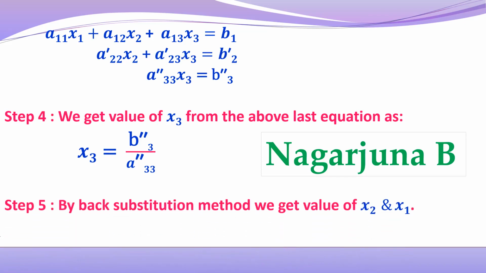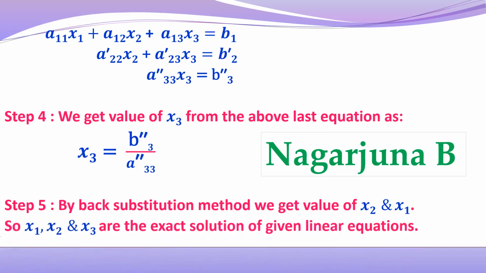Then in step 5, by the back substitution method we get the values of x2 and x1. We get them by substituting the value of x3 in the second equation to get the value of x2, and then with the values of x2 and x3 substituting in the first equation we get the value of x1. Therefore we get the values of x1, x2 and x3. So x1, x2 and x3 are the exact solution of the given linear equations by using the Gauss elimination method.